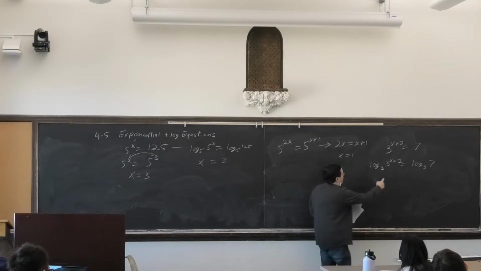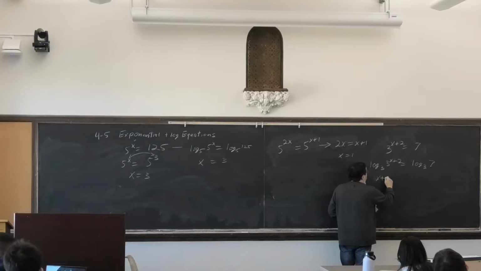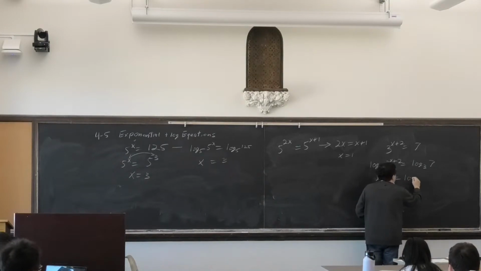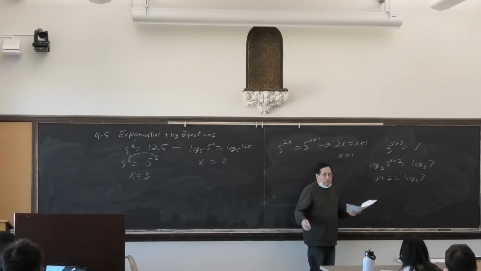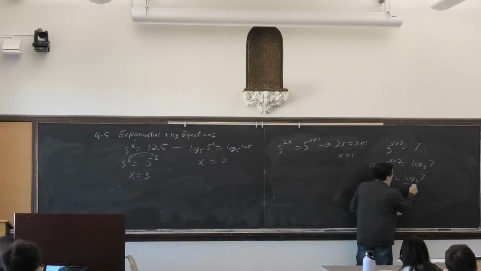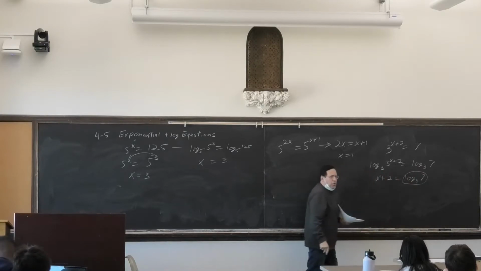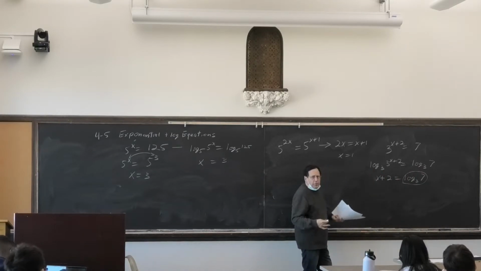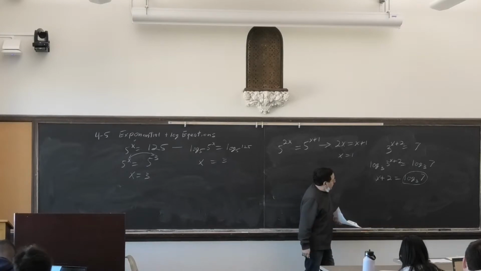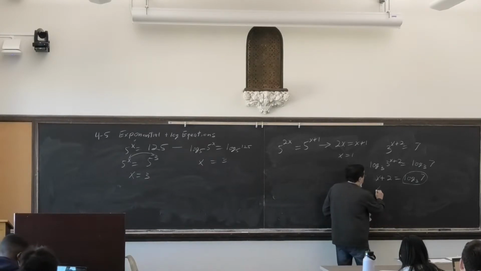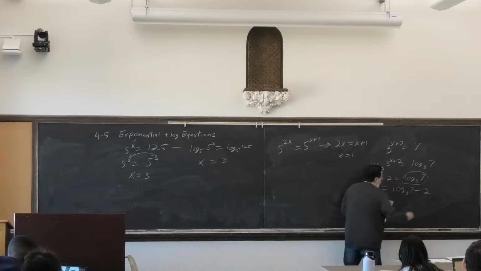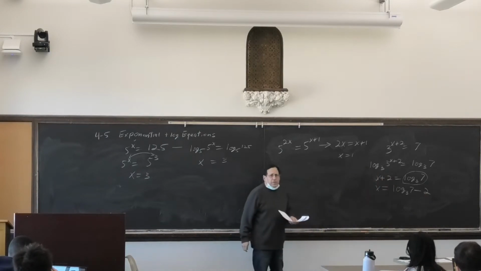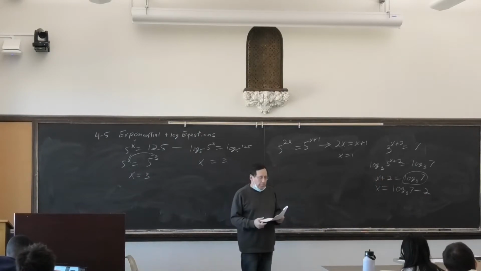This becomes x plus 2. That's fine. This is just a number. You can leave it like that for the moment. There's no reason to try and reduce it. It's not going to be a very pretty number to look at. So this is just x equals log to the base 3 of 7 minus 2. And that would be a perfectly good exam answer.